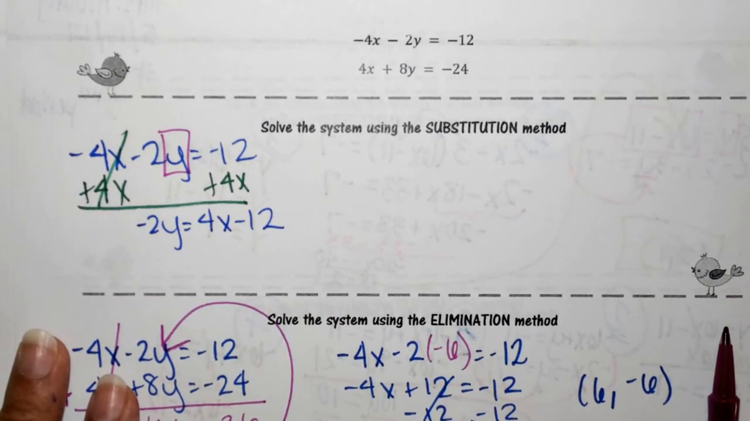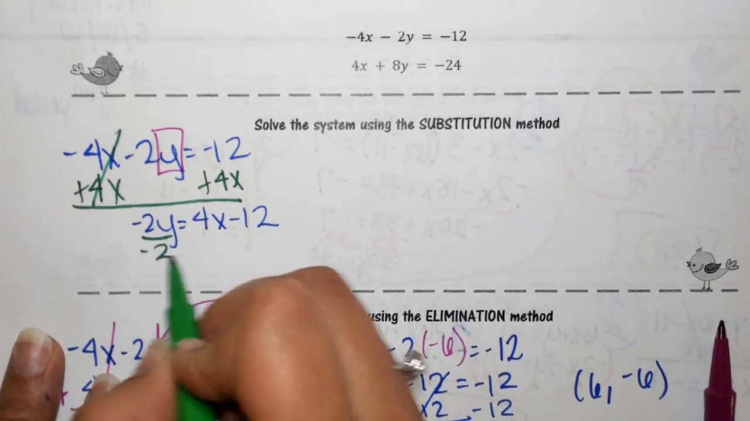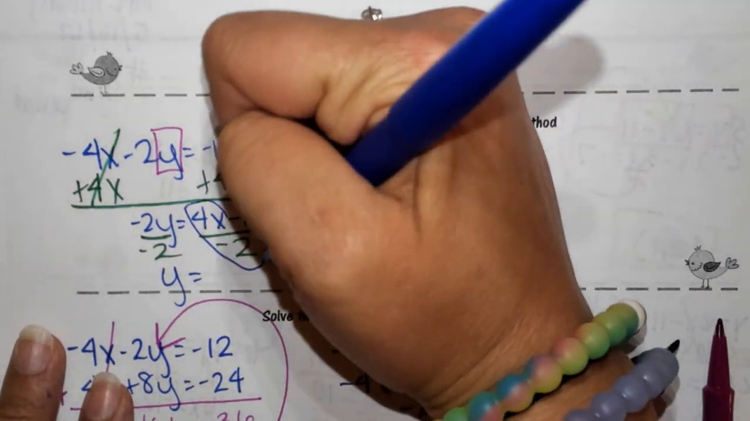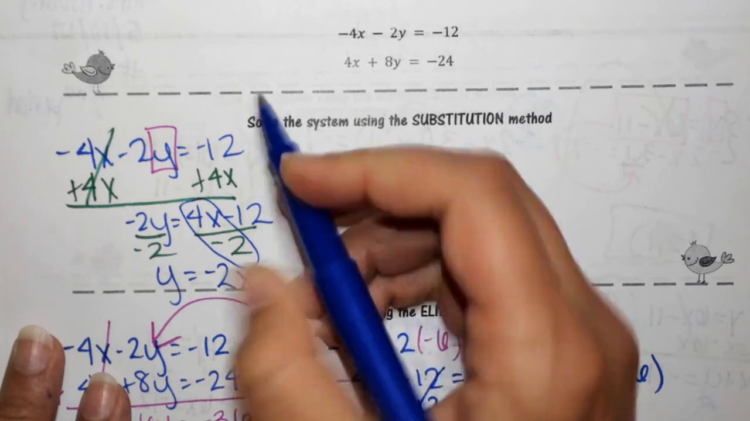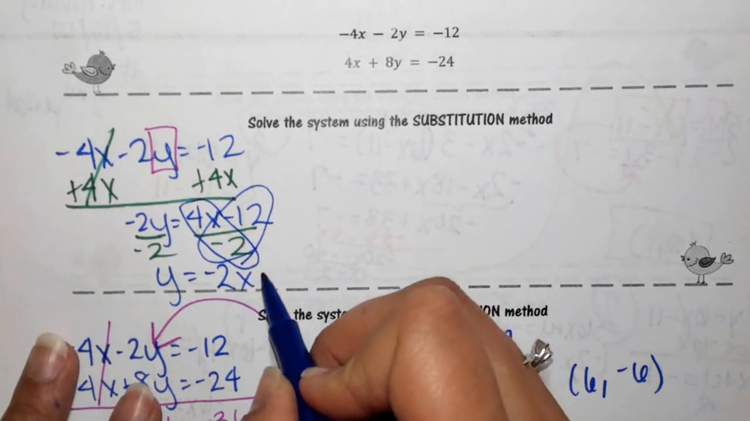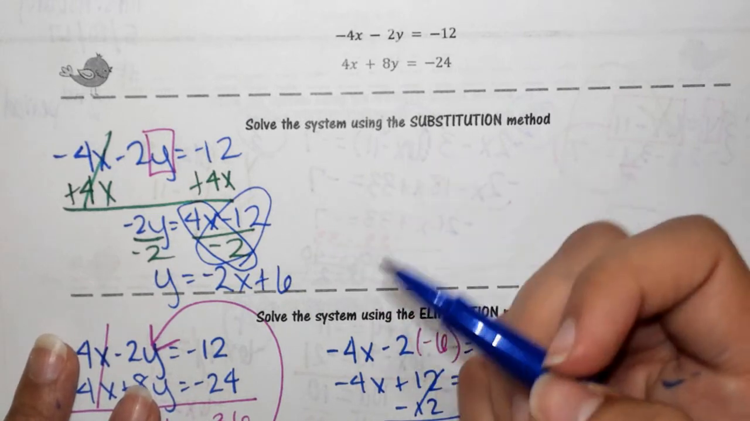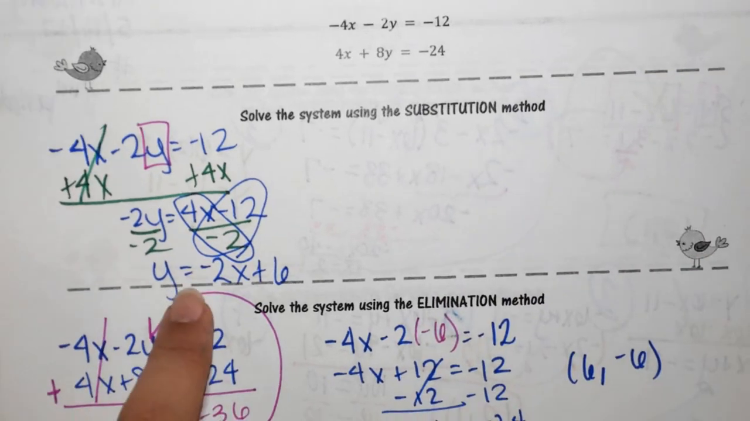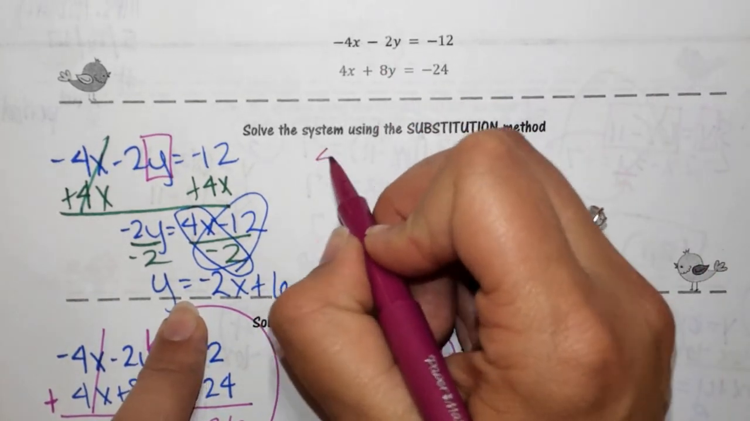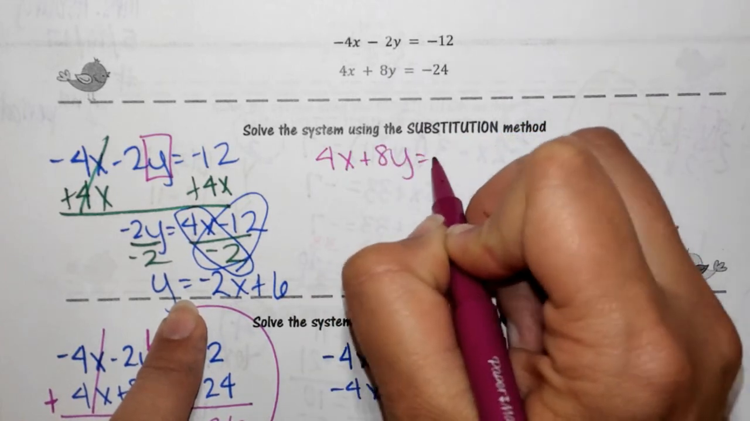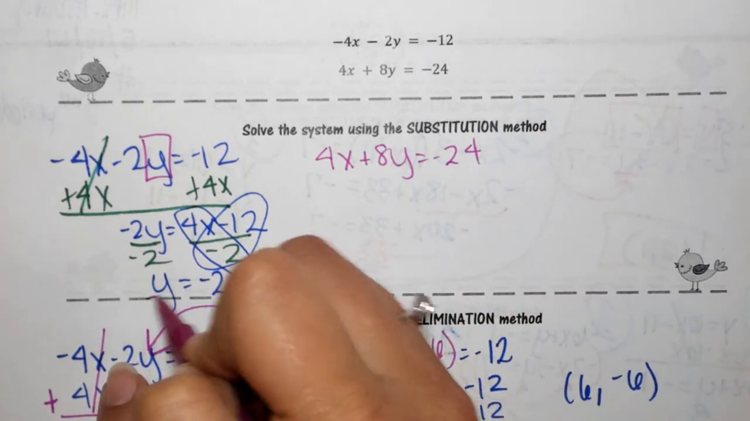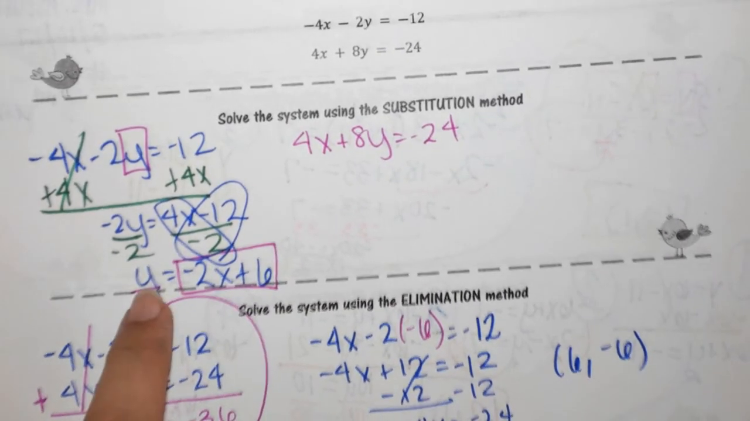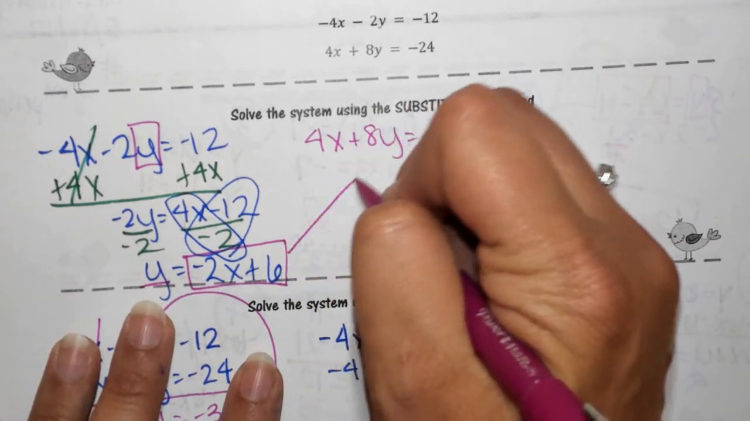All right, now what would we do? All right, and we do 4x divided by negative 2, which is negative 2x. And negative 12 divided by negative 2, which is positivo or negativo? Positivo. Now, we have solved this one for y. Our other equation is 4x plus 8y equals negative 24. Am I going to plug this information in for x or for y? For y, because it says y equals. So I'm going to put this right here.